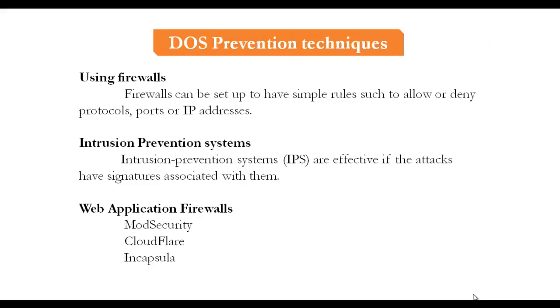Now let us look at the denial of service attack prevention techniques. We can use firewalls to set up some simple rules to allow or deny protocols, ports, or some specific IP addresses. If multiple requests are coming from a single IP address, we can simply block it. Intrusion prevention systems are very effective if the attacks have signatures associated with them. We can even use web application firewalls. Here are some examples: ModSecurity, which is open source, and we can go for some commercial ones, Cloudflare and Incapsula. Incapsula is comparatively better than Cloudflare.